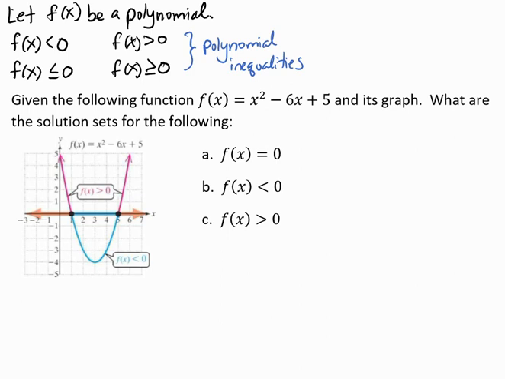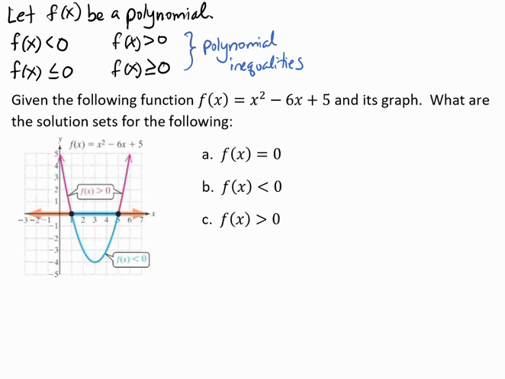Now, a polynomial inequality is nonlinear if f of x is a polynomial of degree greater than 1. So if we take a look at this example, we have the following function: f of x equals x squared minus 6x plus 5. Notice that our degree is 2, which means this is nonlinear because it's greater than 1. And we also are given its graph right here. So what are the solution sets to the following three inequalities and equations?